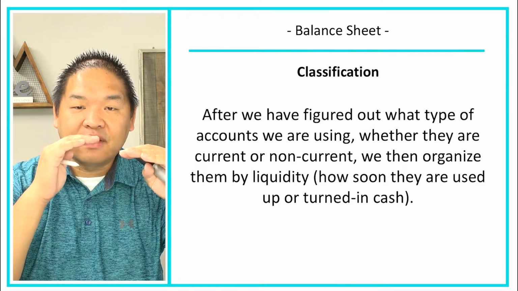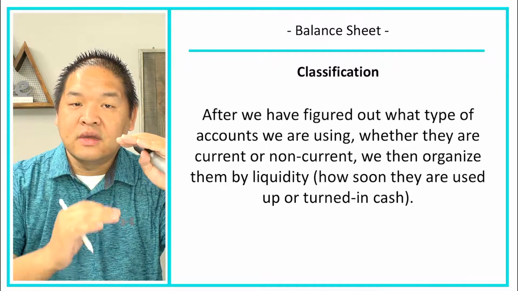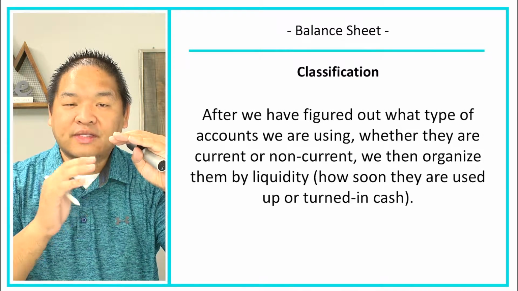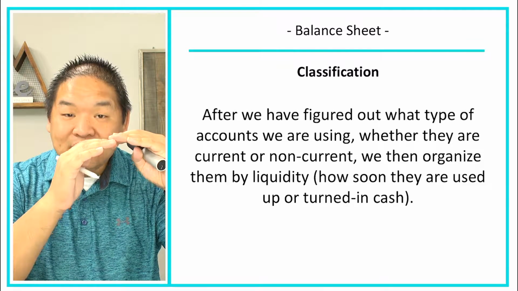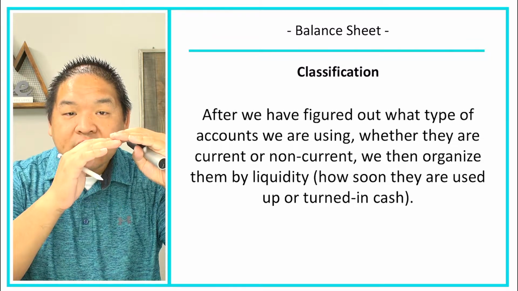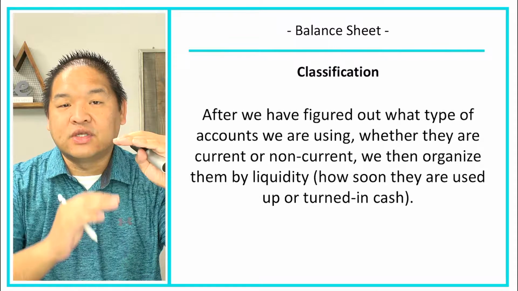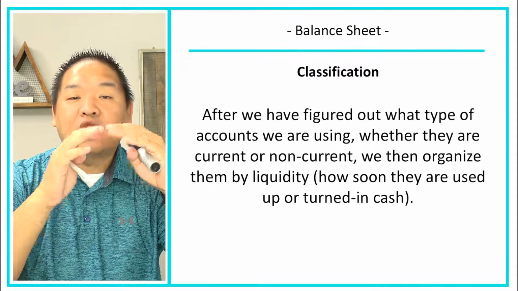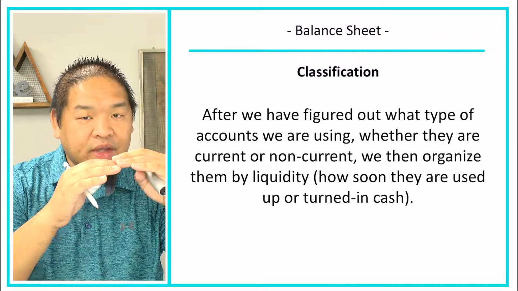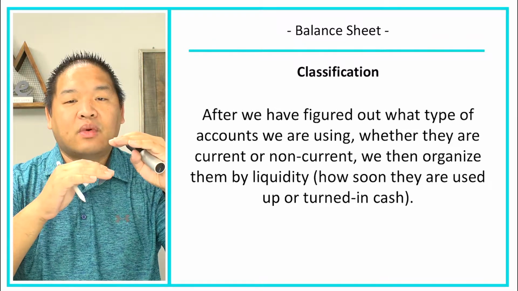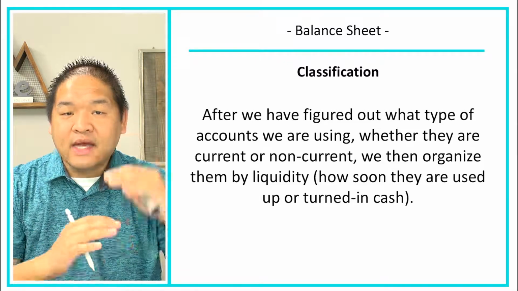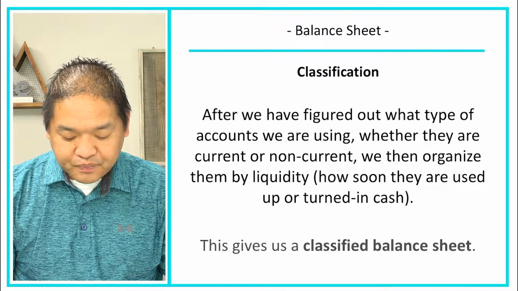And again, same thing there. Even though these are non-current, meaning that they're not going to be used up within 1 year or the operating cycle, whichever is longer, we still organize them from most liquid to least liquid. So, equipment would be probably more liquid than maybe a building, which would then be more liquid than maybe land. Okay, so understanding that we're still going to organize it by liquidity.